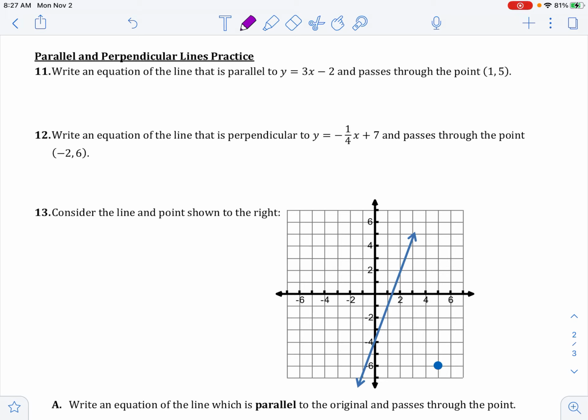Okay? All right, let's talk about writing equations of lines in parallel and perpendicular lines. We're not going to do tons of these. You're going to do more practice on your own.